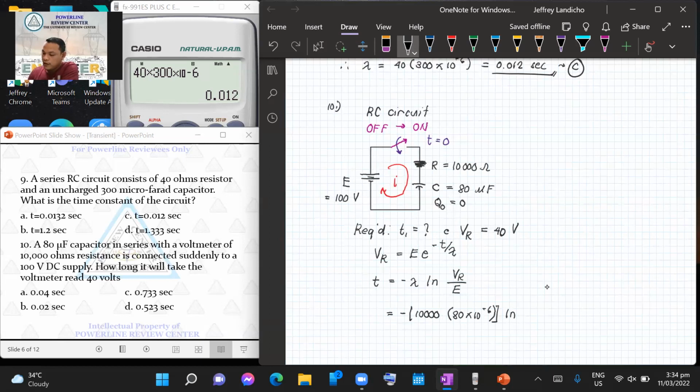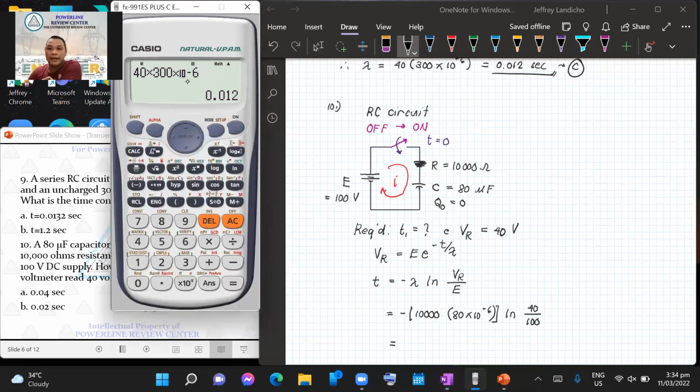Okay, Ohm's law, what is the required voltage drop? 40, source voltage of 100. So we have the time elapsed, no? Starting from when we close the switch, T sub 1.